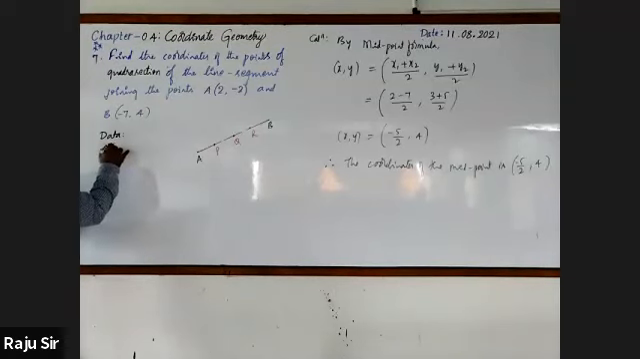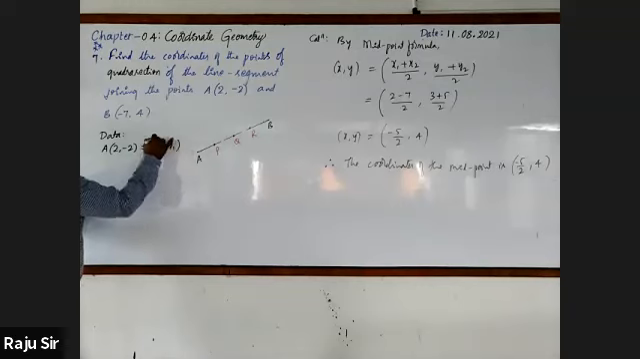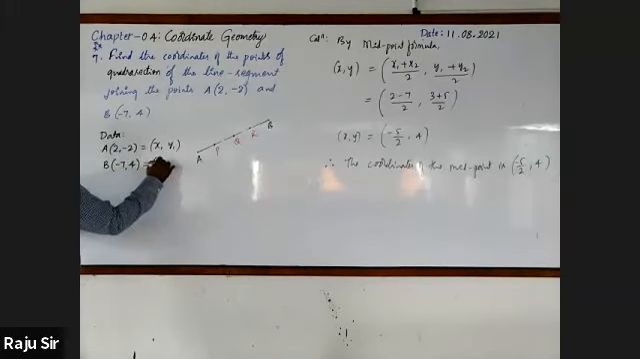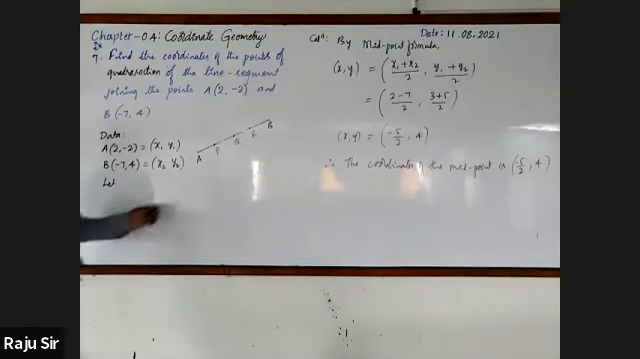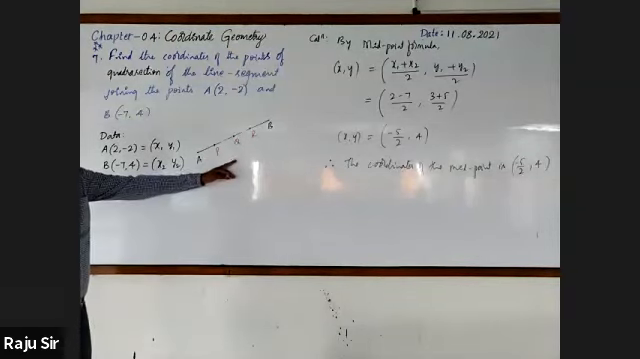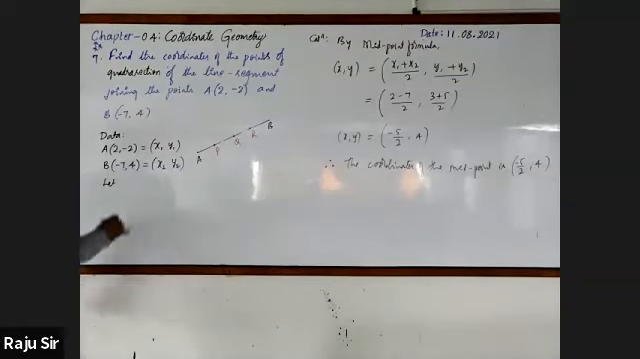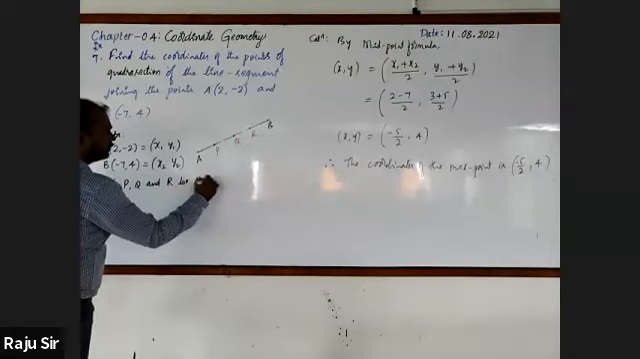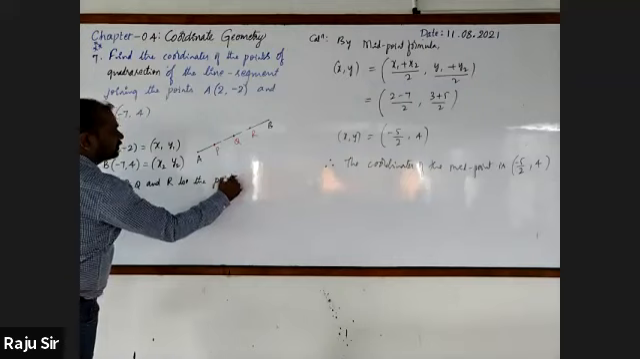A is (2, -2). This is x1, y1. B is (-7, 4). It is x2, y2. Let us assume the points of trisection as P, Q and R. Let P, Q and R be the points of trisection.